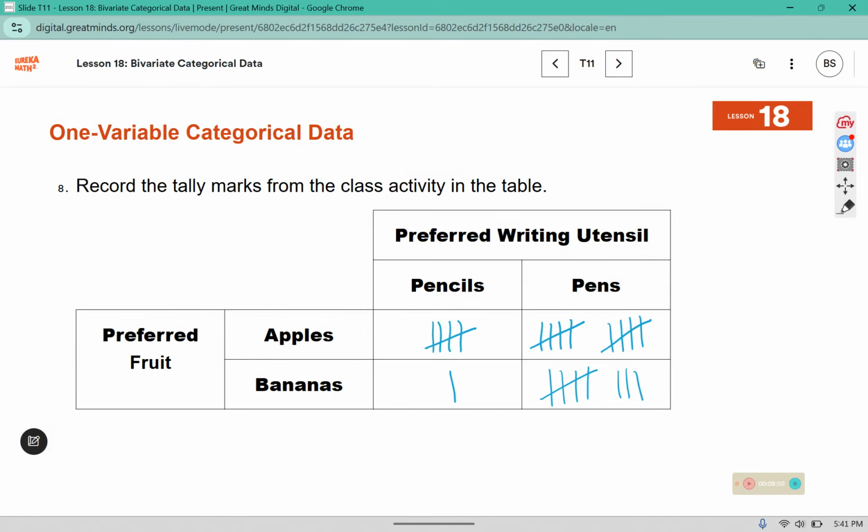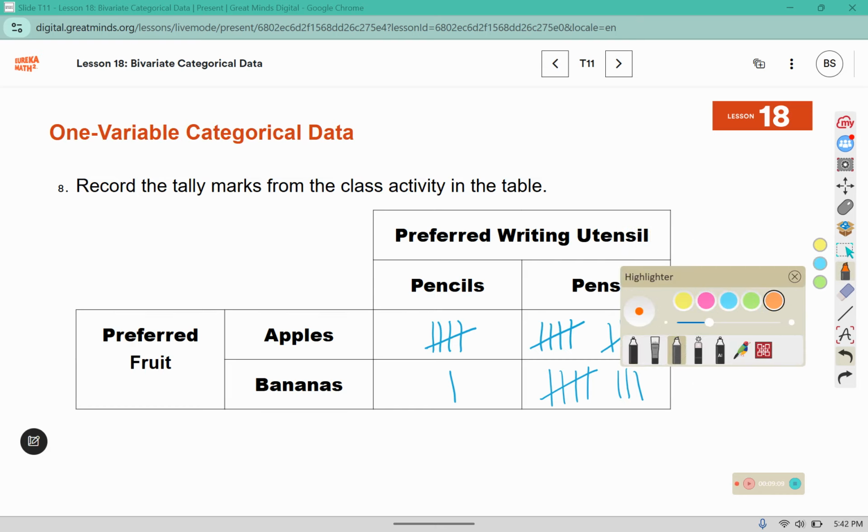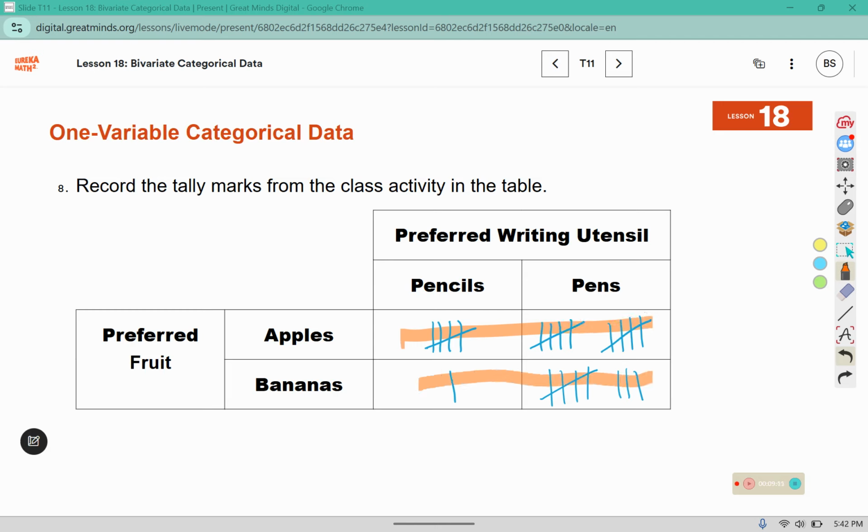Here are the results from our class. Recall that we had 15 apples. So that's 5, 10, 15 people who liked apples. And then we had 9 people who liked bananas. So 5, 6, 7, 8, 9. That should still show up in the table. 15 and 9. But now it's broken down into how many of those people who liked apples preferred pencils and how many preferred pens. So they're kind of separated out here a little bit.